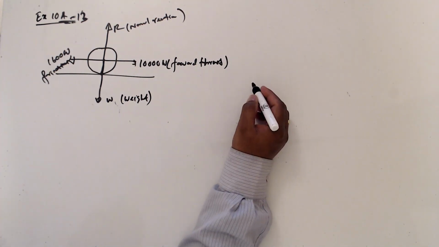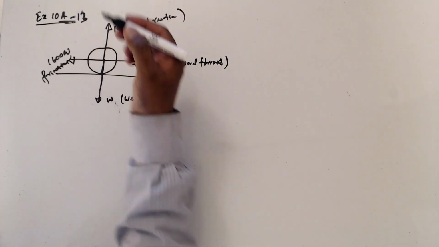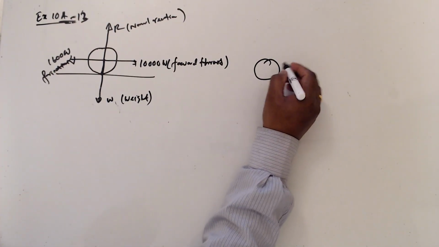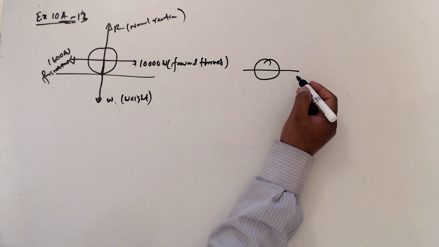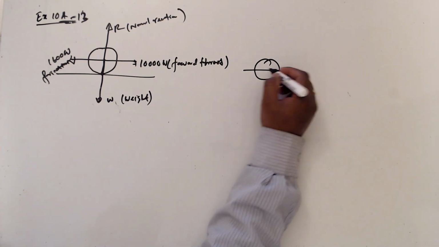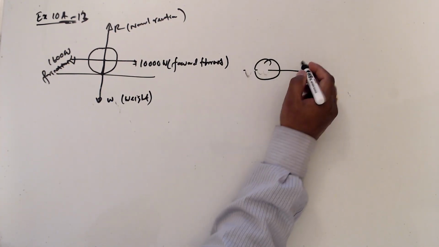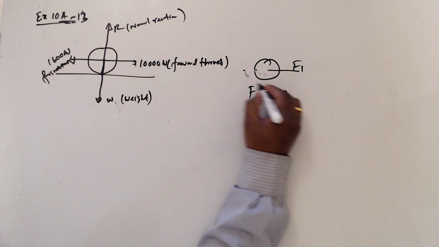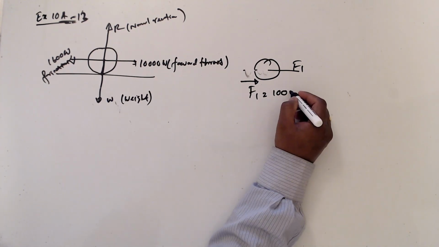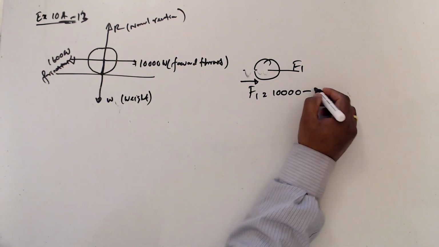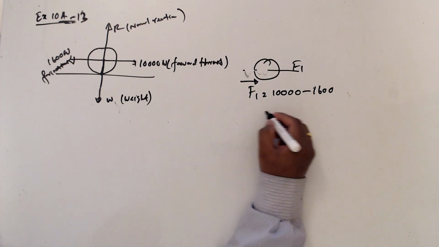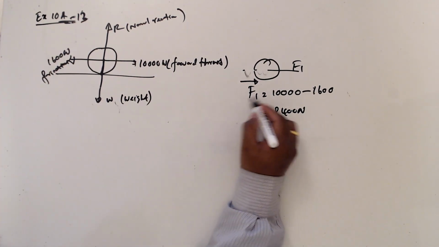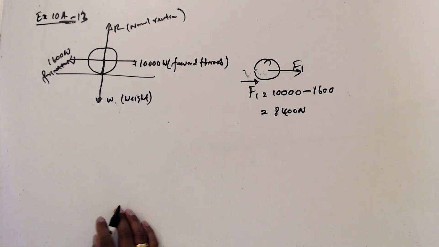Basically the truck is not flying, so there is no upward movement. So there is only one movement, which is horizontal. I will consider the movement to this side as F1. So F1, with this side positive, is 10,000 minus 1600. This is going to be 8,400 Newton in this direction. So this is the resultant.